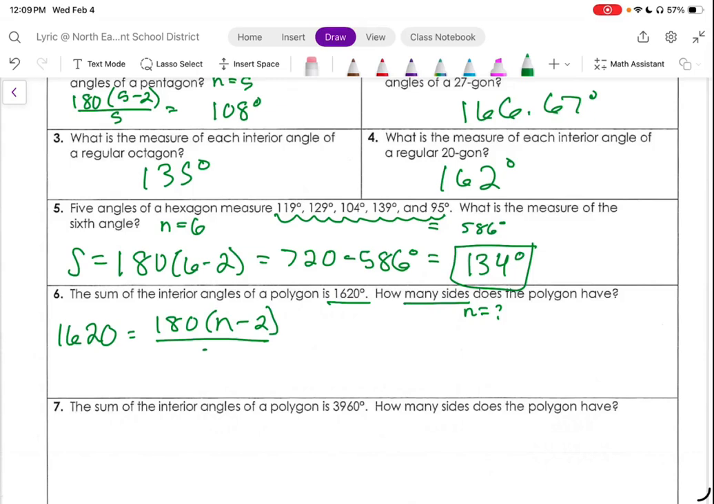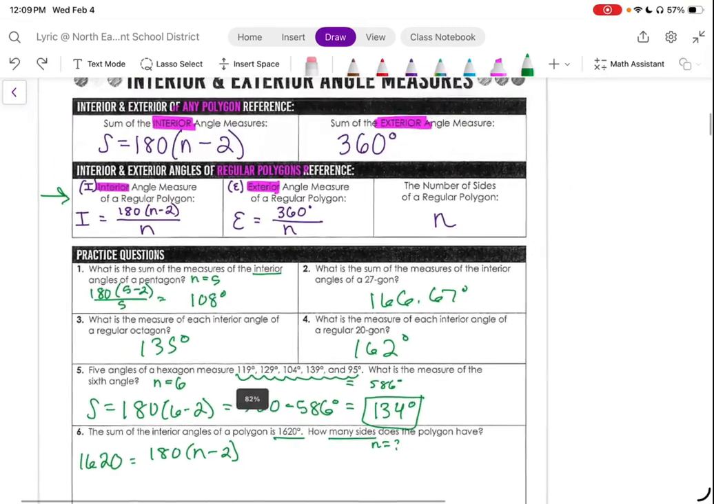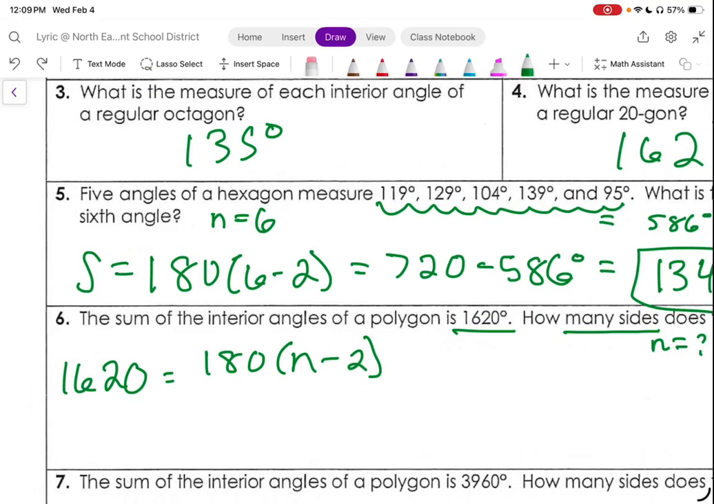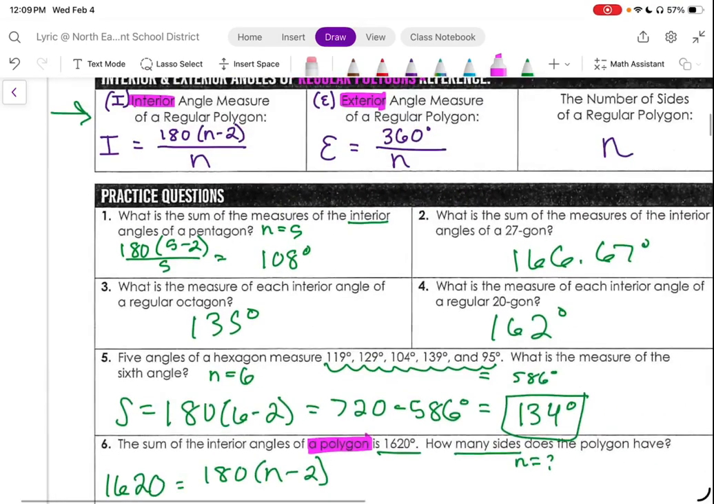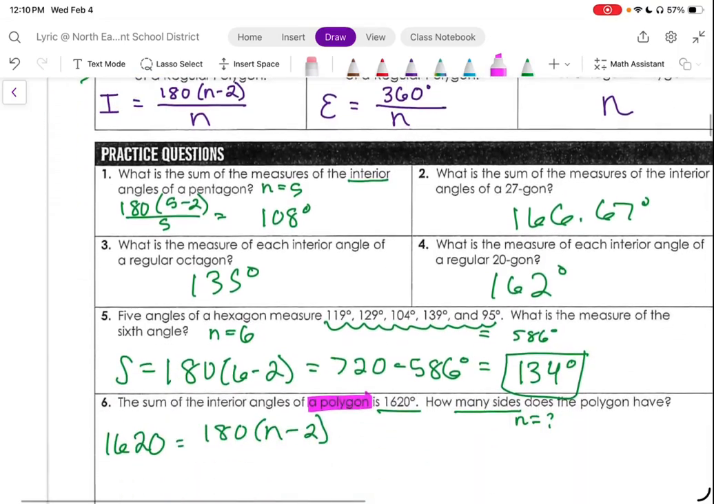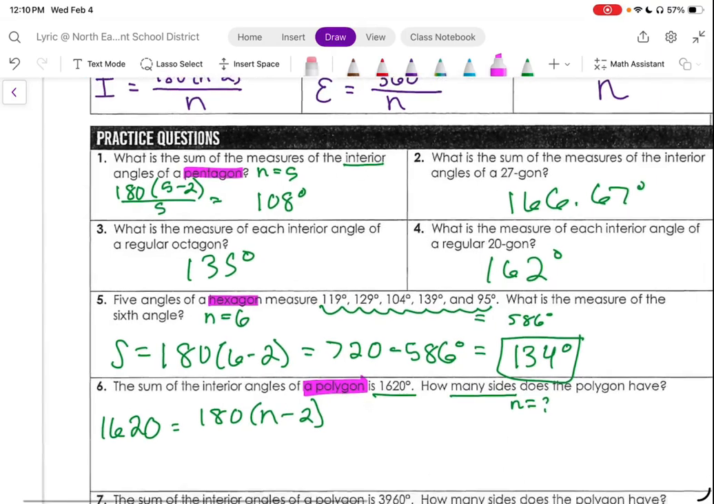Notice how this problem doesn't specify if it's a regular polygon. If it doesn't say it's a regular polygon, we can't assume it is. It just says of a polygon, so we're going to use the any polygon formula. If it says it's a specific shape, like a hexagon or a pentagon, then we treat it as a regular polygon.